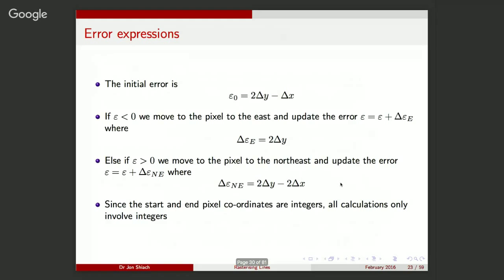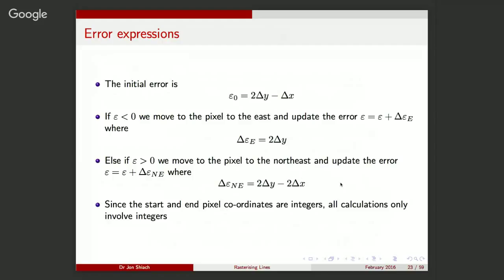Okay, right. That's quite a lot to take in. That's quite a lot of derivation, so let me just summarise. You have a line going from A to B. Delta x is the change across the x-coordinate. Delta y is the change across the y-coordinate. You initially calculate your initial error, which is 2 times delta y minus delta x.